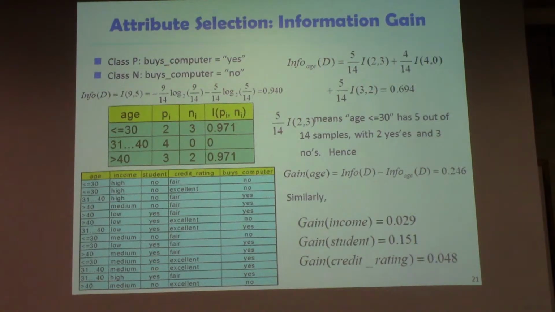Then what is the information gain in the case of age? That is the subtraction: 0.94 minus 0.694. That is 0.246, which means if you classify using age, the information gain because of age is 0.246. So we try to find the highest value of this, which means the minimum value of the information needed.